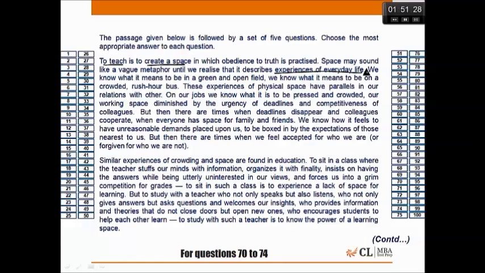So basically, in the whole paragraph, he has explained what a space is. Okay, I understood that. So teaching, he has to create space. Okay, this is a good passage.